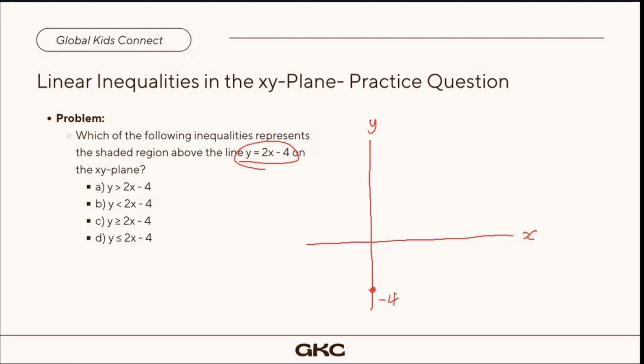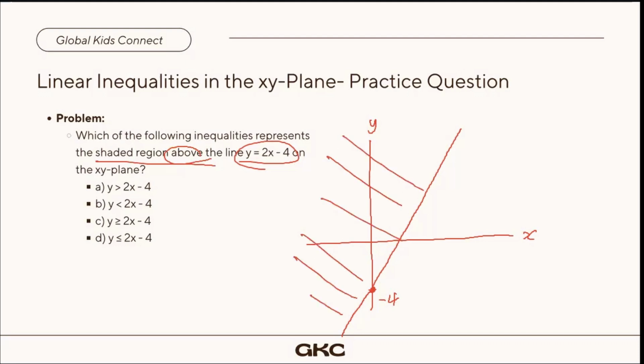And because our slope is 2, it will be a steeper slope. Let's say the slope is positive, and therefore it will be pointing upwards. It doesn't have to be exact, but we just have to get a grasp of what it will be like. And then the question asks which of the following inequalities represents the shaded region above the line. So if we have a line here, the question asks for the region that is here.